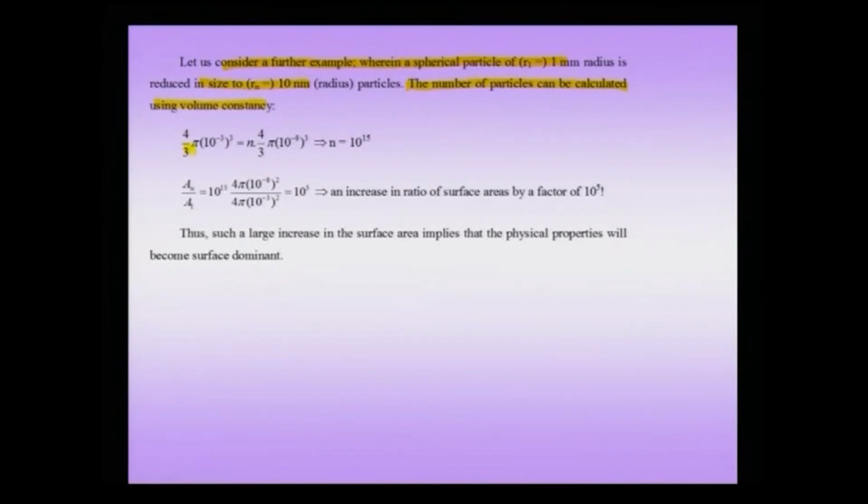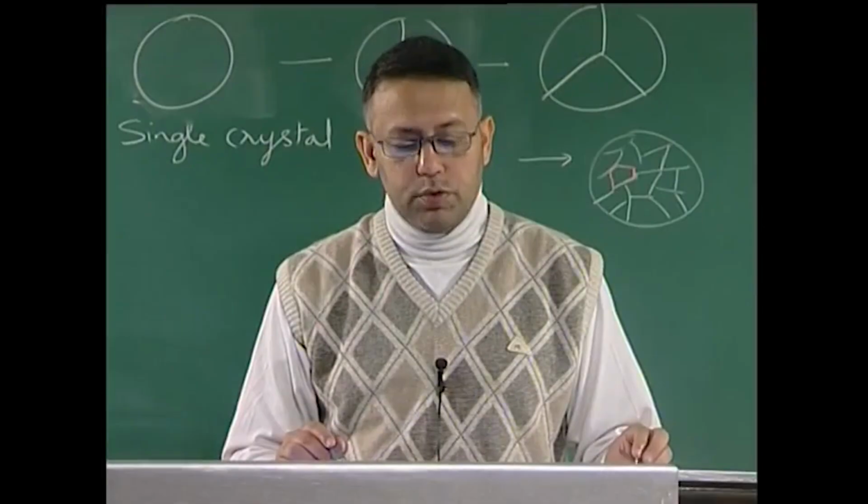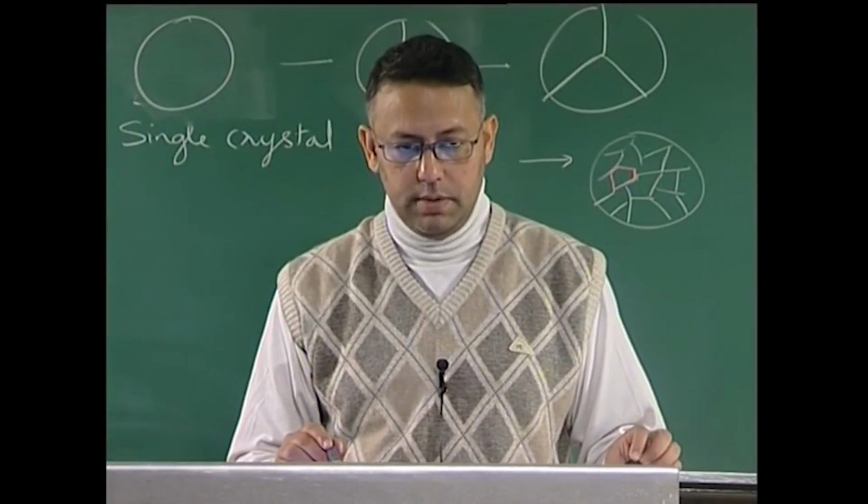That means that 4 by 3 pi, this is now my 1 millimeter particle cubed, is n times, now n is the number of particles I would obtain, 4 by 3 pi into, now it is my 10 nanometer particle, which is 10 power minus 8 cubed, that means that n is 10 power 15. Therefore, when I go to the nanometric length scale, the number of particles I will produce is humongous.